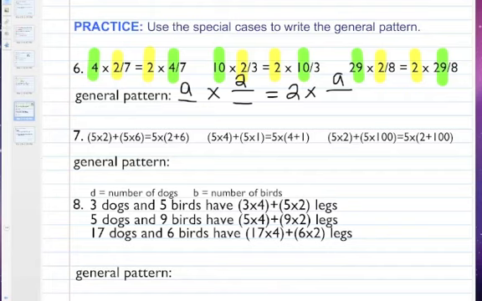Well, I noticed in the first case, the 7 was the denominator in both fractions. The 3 was the denominator for both fractions, and the 8 was the denominator for both fractions. So I'm going to assign the variable, let's make it B. Now I've written the general pattern. A times 2 divided by B is equal to 2 times A divided by B. And it's true for all 3 of those special cases.